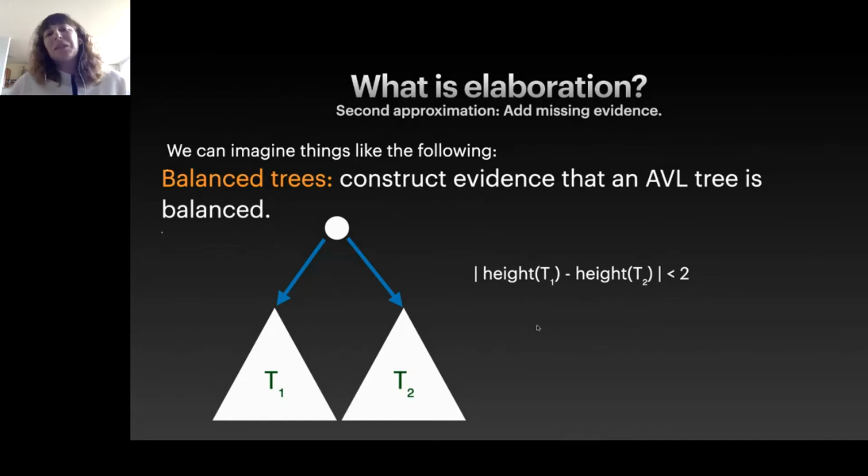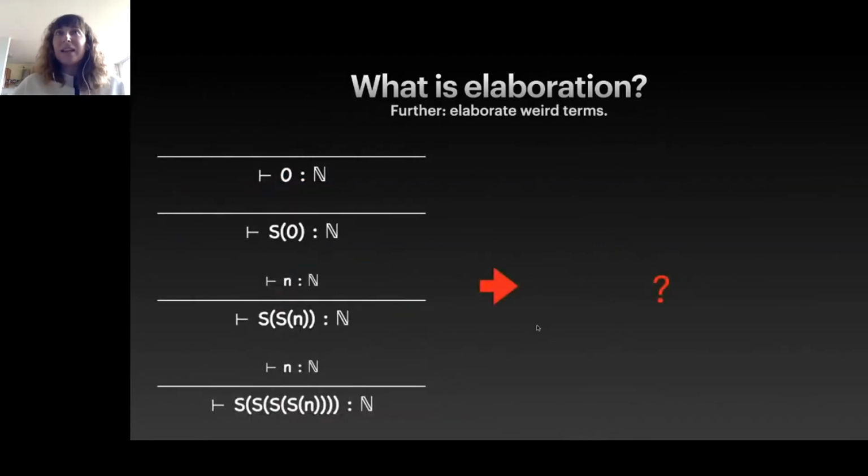So we can see that elaboration is not just adding missing types, but we can also add evidence that something holds. But in general, we could take it even one more step further and say we would maybe want to elaborate some weird terms. So here I have an example that is not the usual presentation of the natural numbers, but it's a little weird because here we have the double successor and the quadruple successor, and then the question is, what would we want to elaborate this into?